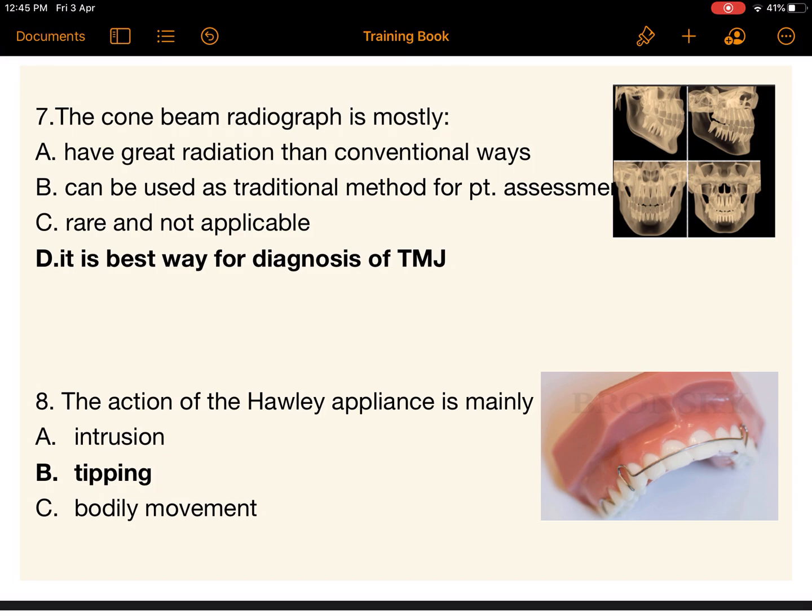The action of Hawley's appliance is mainly tipping. This you would have learnt in ortho, and it's quite a direct question. Hawley's appliance is quite a popular removable appliance used for minor tooth movements, and tipping is mainly the action of Hawley's appliance.